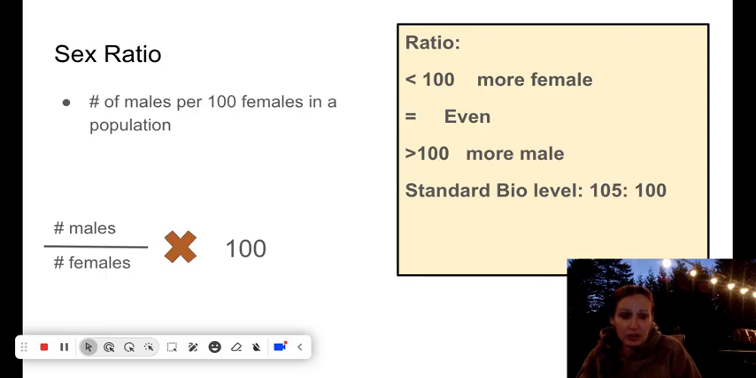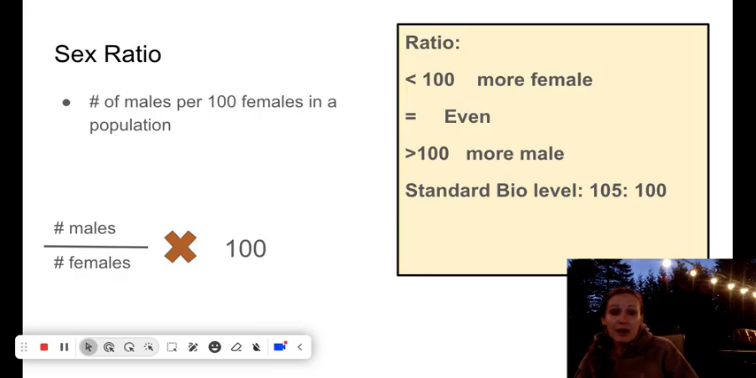So the sex ratio of a population in general, so not just what you see in the pyramid, but if you want to know a population sex ratio, this is how they came up with it. It's the number of males for every 100 females in the population, right? So you can do that little equation there. So think of it this way. If the ratio is less than 100, that means there's more females in the population. Or if it's just 100, that means it's an even population ratio. If the ratio is greater than 100, that means there's more males.